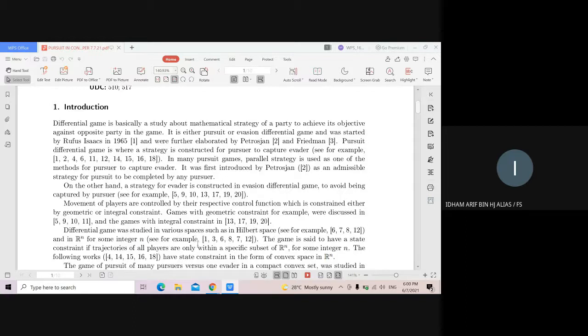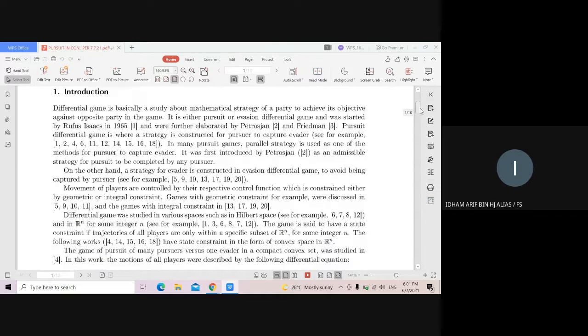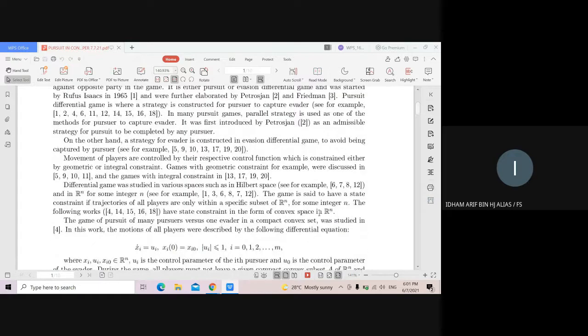And differential game is studied in some spaces. Usually, it is studied in Hilbert space and also in Euclidean space R^n. And if we have a smaller area to study the game, then we have a state constraint. And in our project, our state constraint is a convex space in R^n.